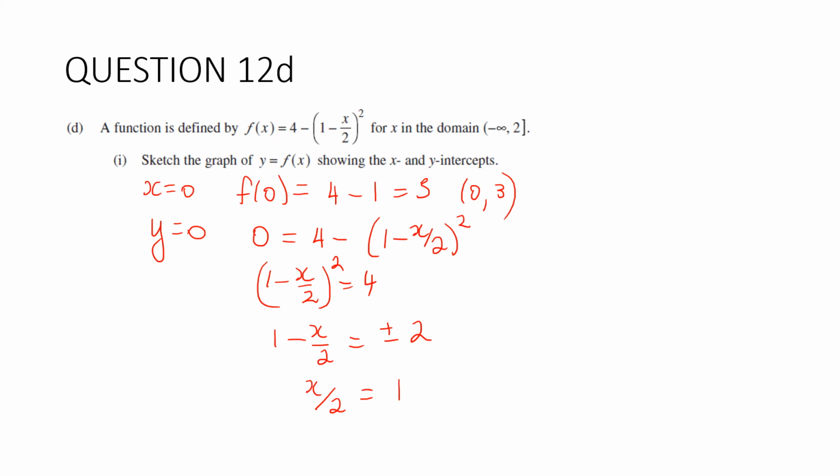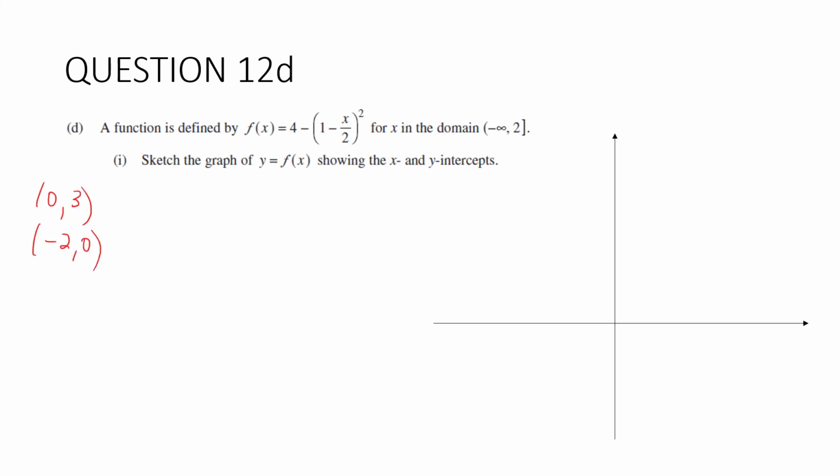Let me think about this. Taking the 1 over there, x on 2 is equal to 1 plus or minus 2, which is equal to 3 or negative 1. And so x is equal to 6 or negative 2. But our domain doesn't go as far as 6. So we're only going to have the one x-intercept here, negative 2, 0.